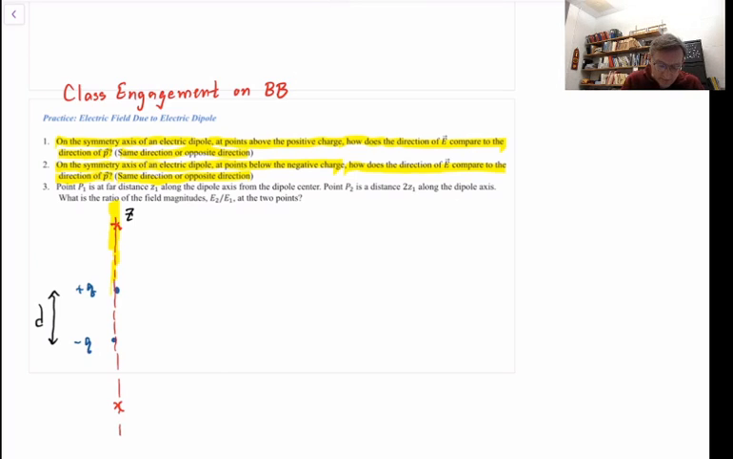And then the third question, let's pick a point P1 that's a far distance z1 along the dipole axis from the dipole center. Okay, far away, it's a distance z1. That's point P1. Point P2 is at a distance 2z1, twice as far along the dipole axis. What is the ratio of the field magnitudes, E2 over E1, at the 2 points? The point 2 and then point 1.